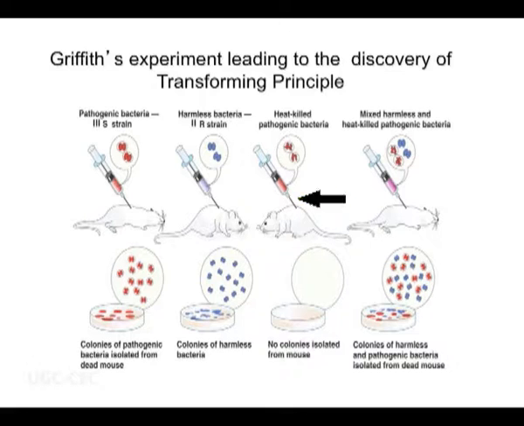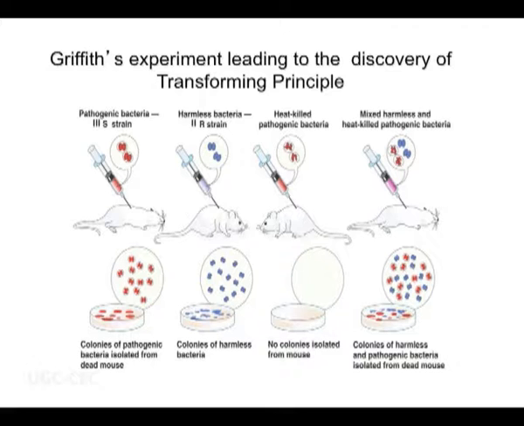The third experiment: he heat killed the pathogenic bacteria, meaning the smooth strain was heat killed, and it was used to inject the mice, and the mice survived. The fourth experiment was the most interesting one, wherein he mixed the heat-killed smooth or virulent strain along with the rough strain. Ideally it should be non-pathogenic to the mice, but he could see that the mice were dying.